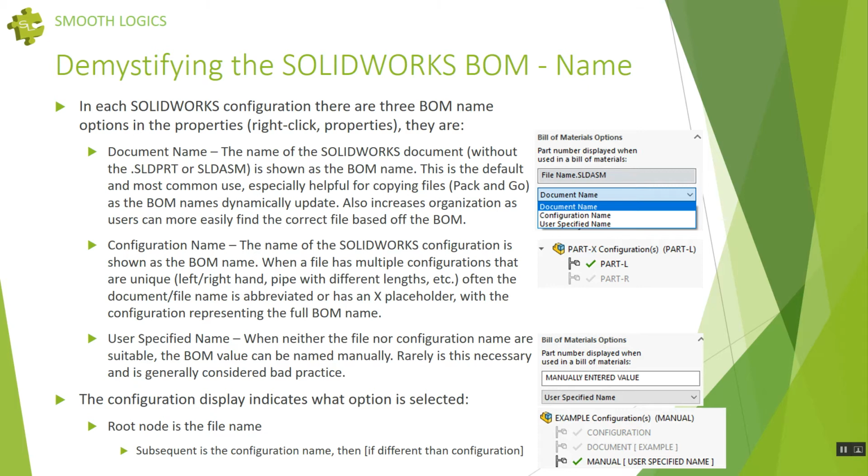Has anybody sat through configurations like this, bill of material display options? Does anybody in this room have zero experience with what I'm talking about? 1, 2, 3, 4. It's not as confusing as it sounds if you have ever used it or get to it. But the third option here is user specified, like I said, a manually entered value. So you can see in one document of the example configurations document, it can show up as configuration, as document, and as user specified name, all in the same assembly of the same bill of material.